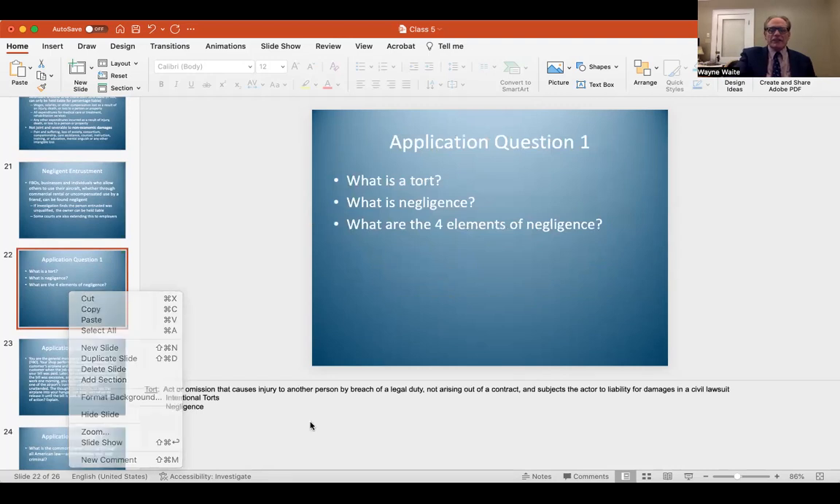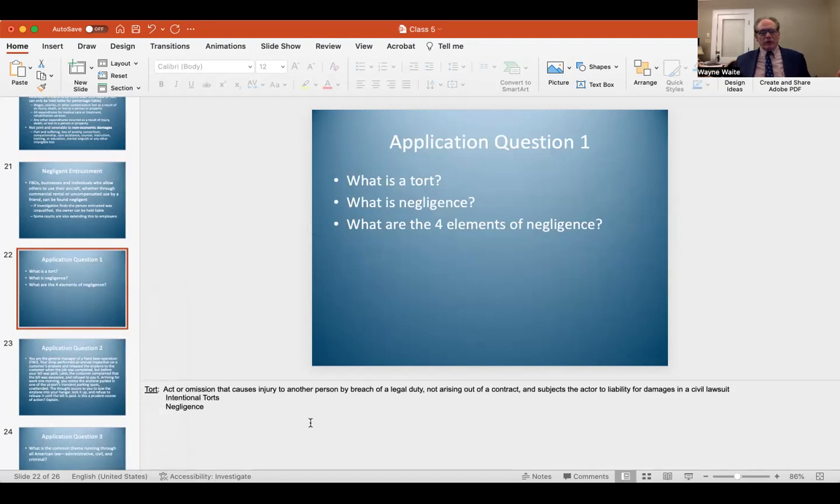So what is a tort? A tort is an act or omission that causes injury to another person by breach of a legal duty not arising out of contract that subjects the actor to liability for damages in a civil lawsuit. What's negligence? Negligence is the failure to do, or to omit to do, that which a reasonable person would do under like or similar circumstances. What are the four elements of negligence? Duty, breach, proximate cause, and injury.